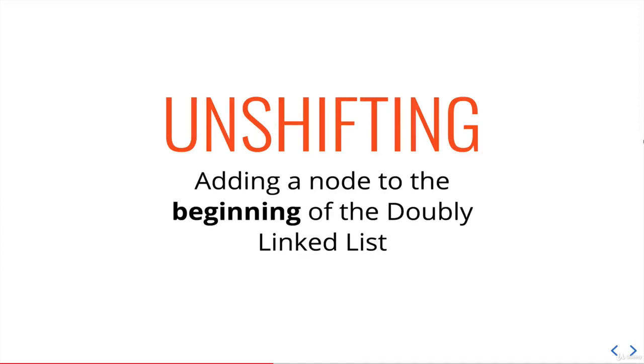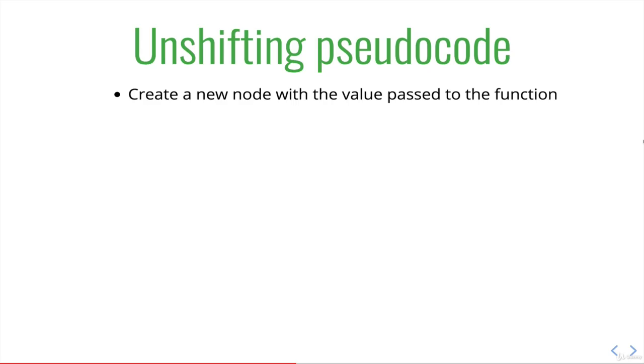All right, next up is Unshift. So Unshift will add a node to the beginning of our doubly linked list. So it's about the same as what we did with a singly linked list. We just have that extra connection.